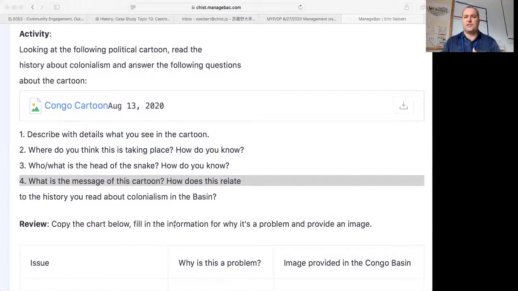Is that important? Is that significant? We went into those conversations. And so where do we go from here? Once we had the political cartoon, they understood the background. Now we need to look at the present day of the Congo, considering that this is the past.